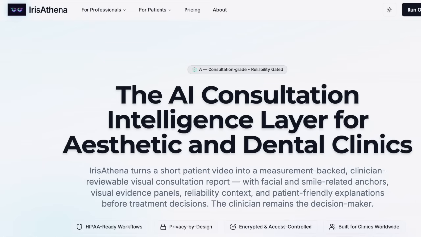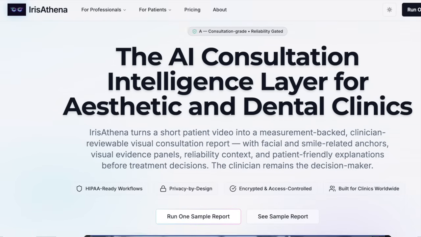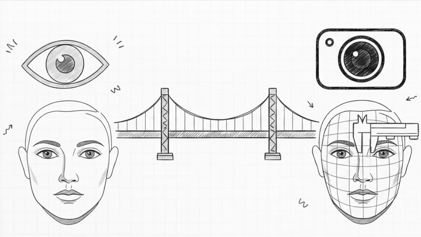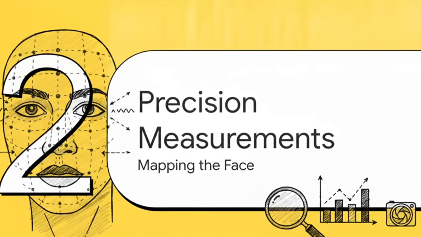How do you extract objective clinical data from a standard patient video? Standard visual consults are highly subjective, making it easy to miss sub-millimeter structural asymmetries. Consider a routine intake, where a surgeon must quickly evaluate lower face balance and orbital symmetry.